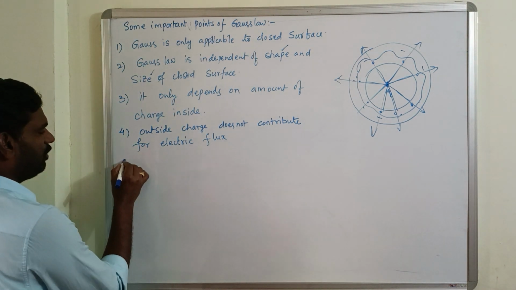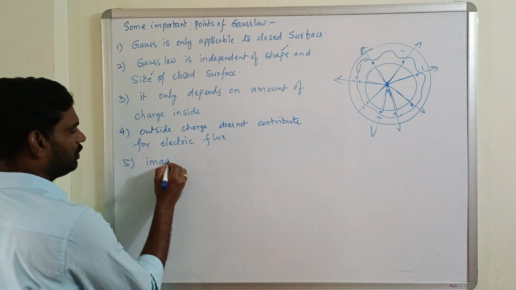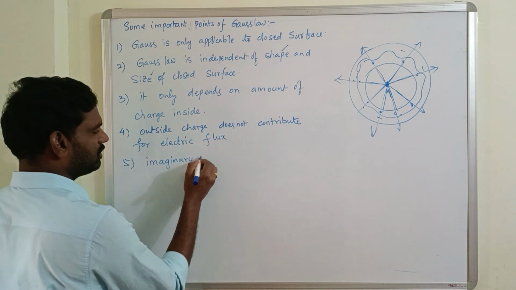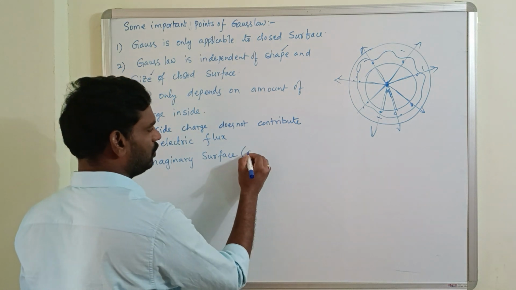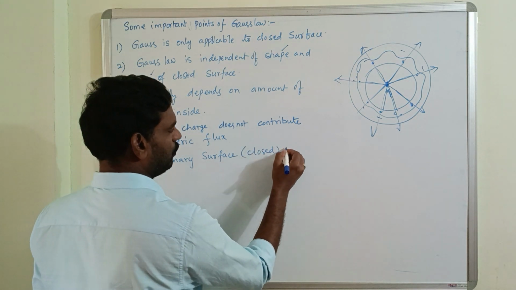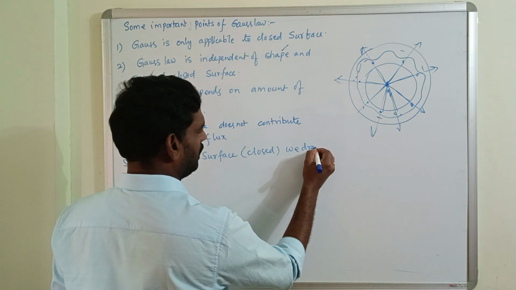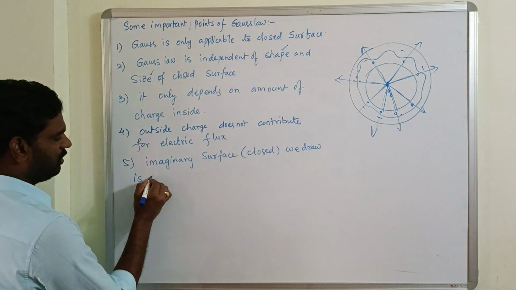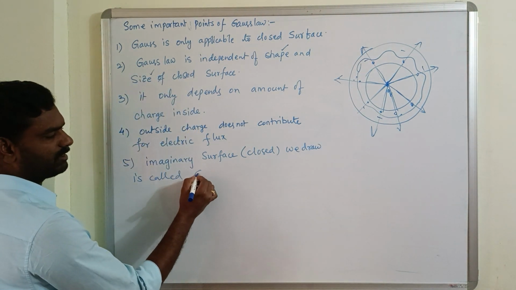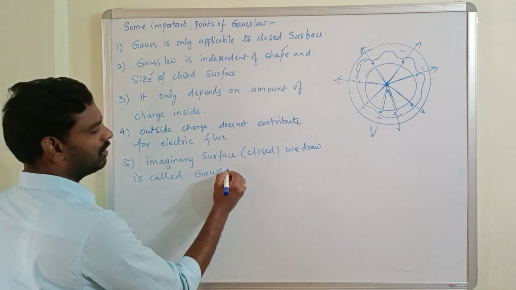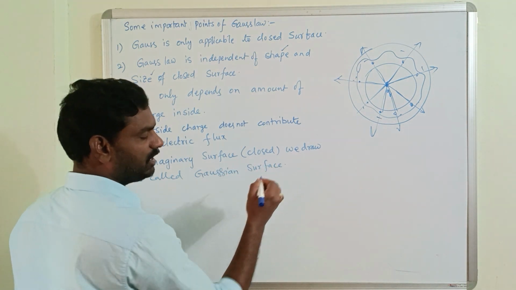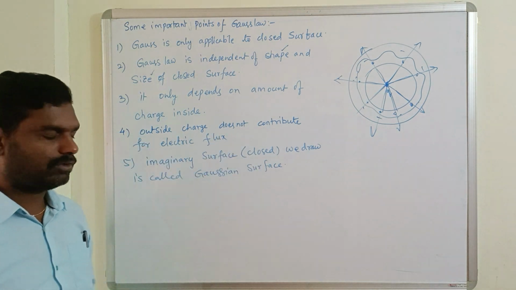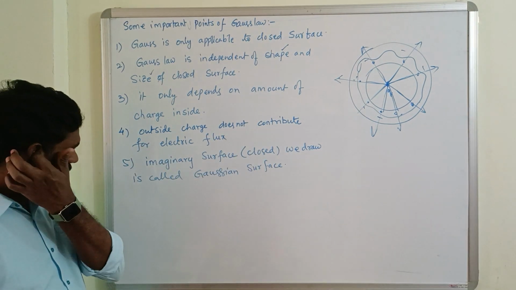Right. The imaginary closed surface we draw is called a Gaussian surface. What do we call it? Gaussian surface. If there is a charge, we need to create an imaginary closed surface for it. And that should be symmetrical.